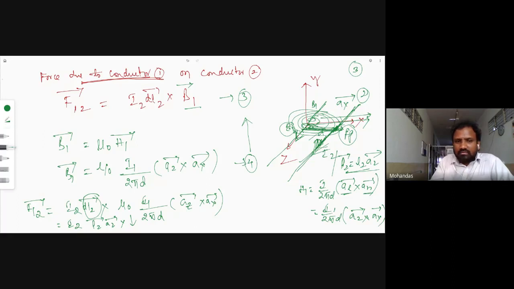Now take this screenshot of this sheet. Before we go to the next sheet, take a screenshot immediately for your reference. After completion of this class, you have to prepare the notes. Then only these things will be understandable and you can produce them in the examination.